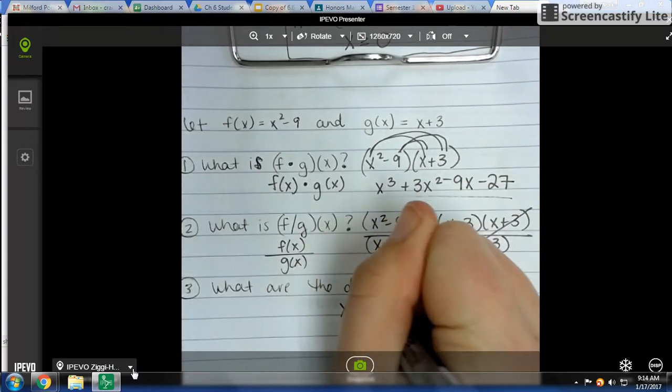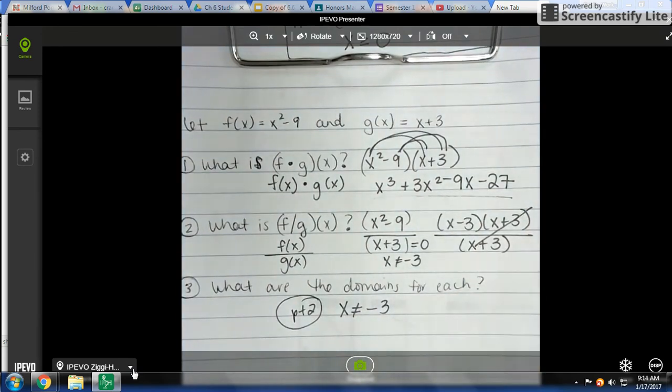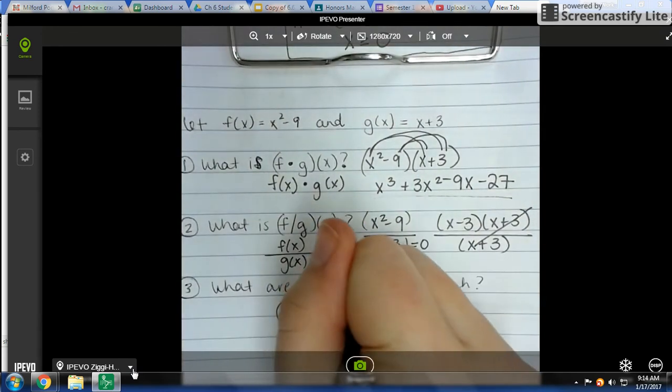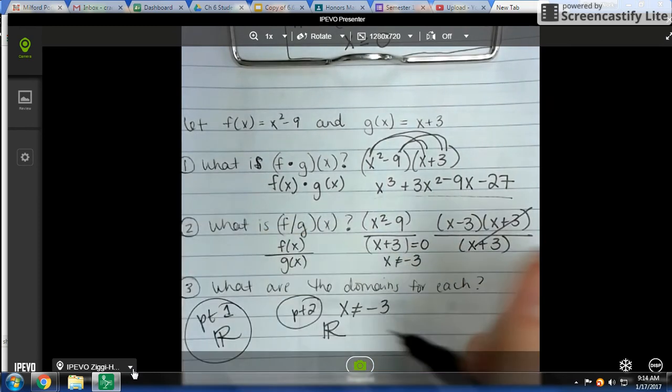So for part 2, only x cannot equal negative 3. Other than that, it can be all real numbers. For part 1, it can just be all real numbers with no restriction.